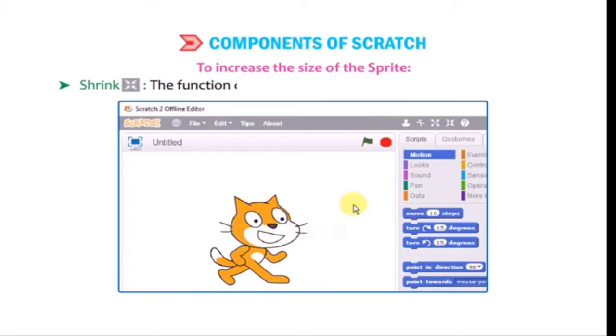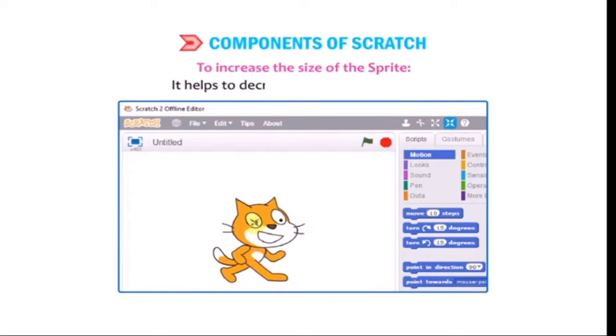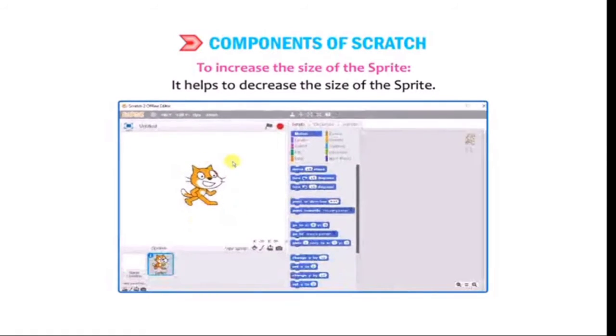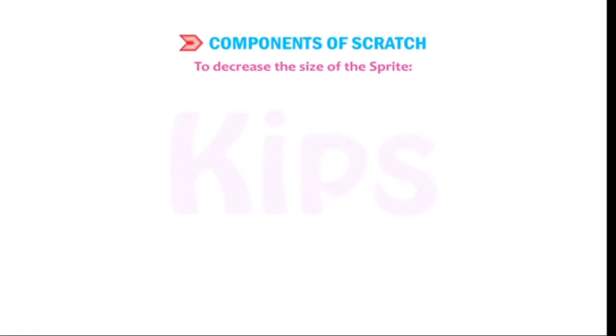Shrink. The function of the Shrink button is opposite to the Grow button. It helps to decrease the size of the sprite. Now let us learn how to decrease the size of the sprite.